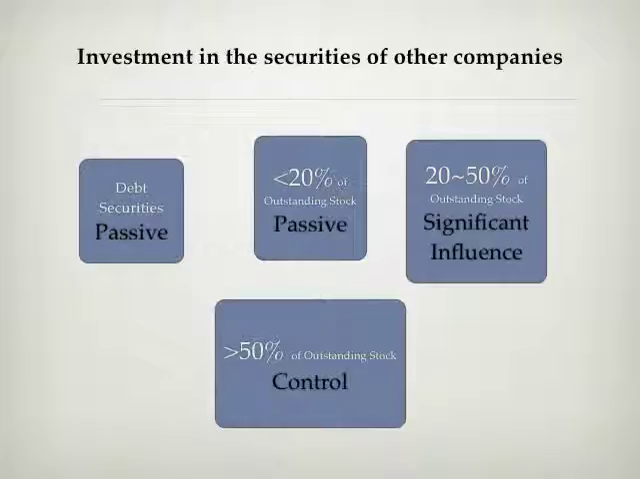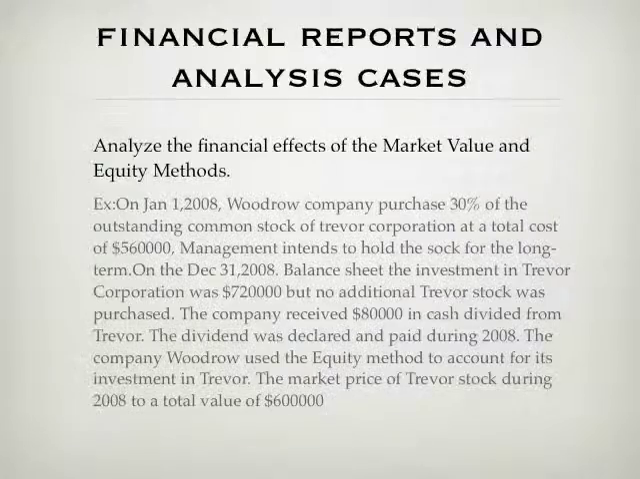For the bottom one, more than 50% of outstanding stock is called control. When you want to control the company's decisions, make very important decisions, usually if you have more than 50% of their stock, then you are able to do that. Okay, so now we understand what significant influence is. Let's see the questions.